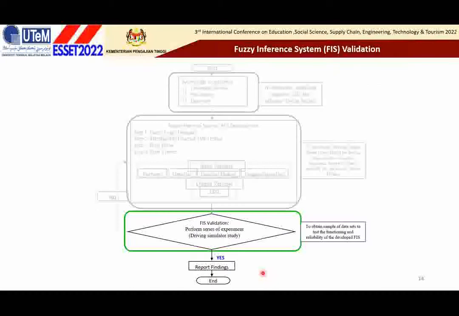Next, I'm going to validate my developed system by performing a series of experiments to obtain data sets.